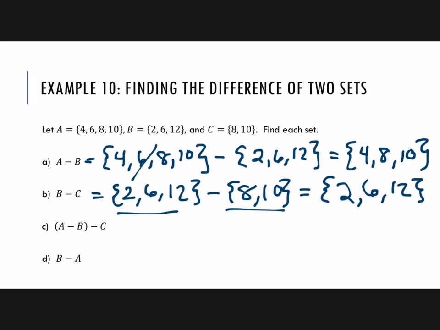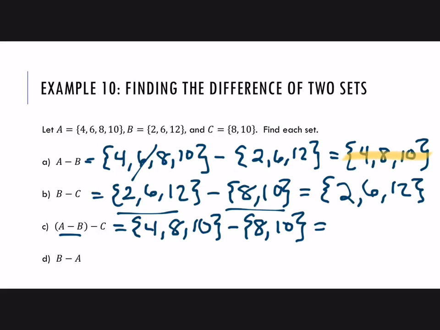Okay. How about A minus B minus C? We do the part in parentheses first. Alright, we already know A minus B. That's this set up here, 4, 8, 10. So the set 4, 8, 10 minus set C, which is 8, 10. Alright, so I'm going to cross off 8 and 10 and see what's left. And the answer is the set containing 4.